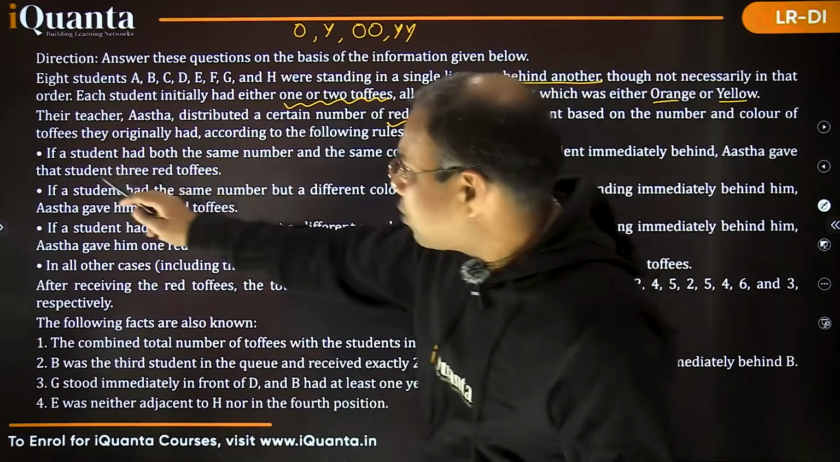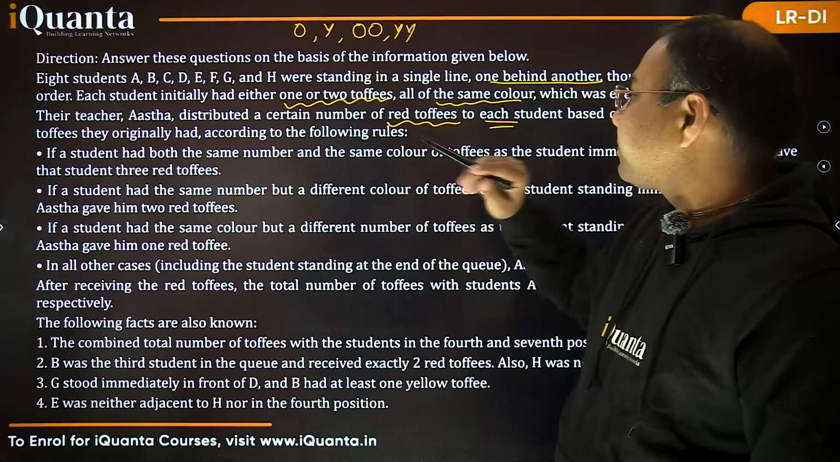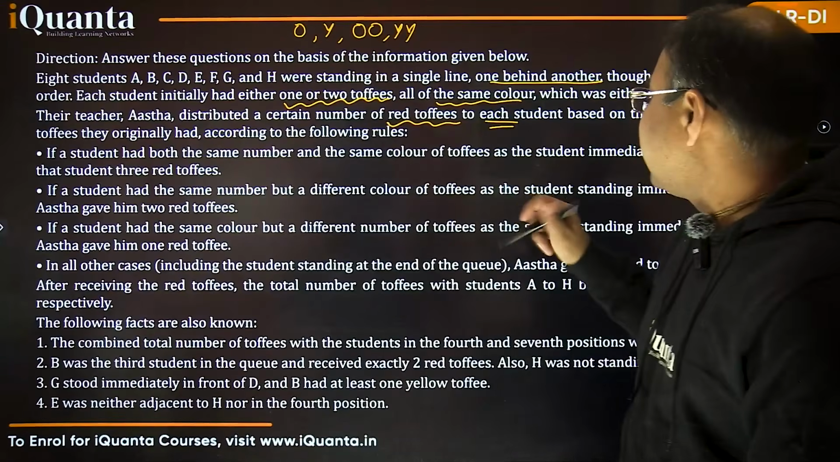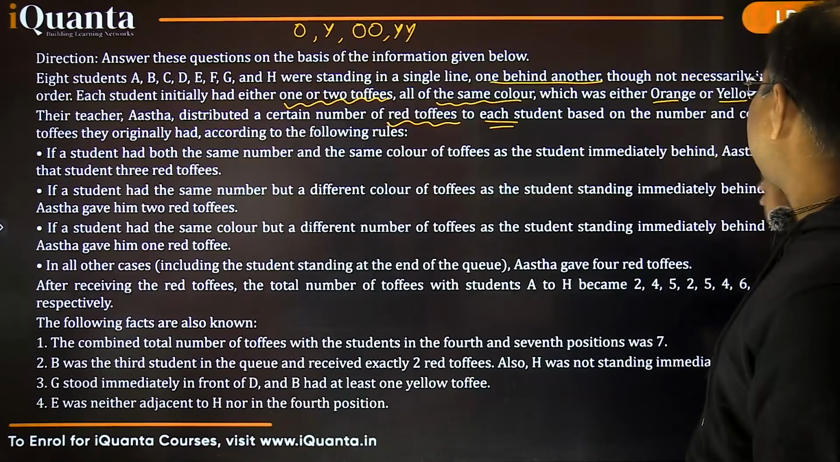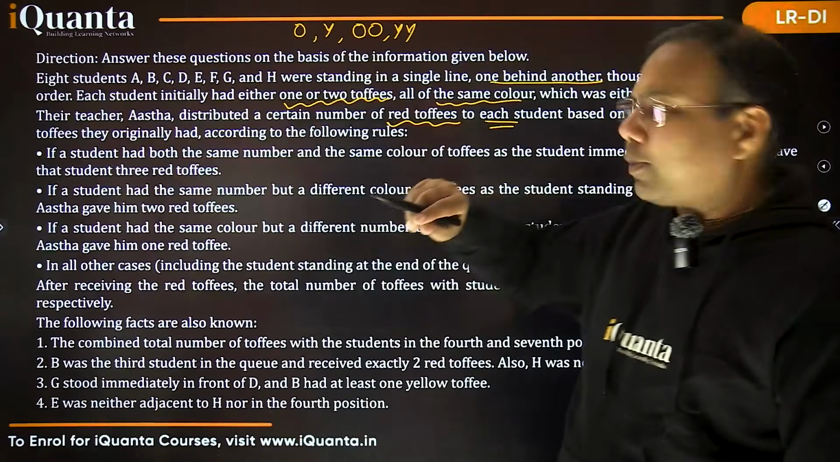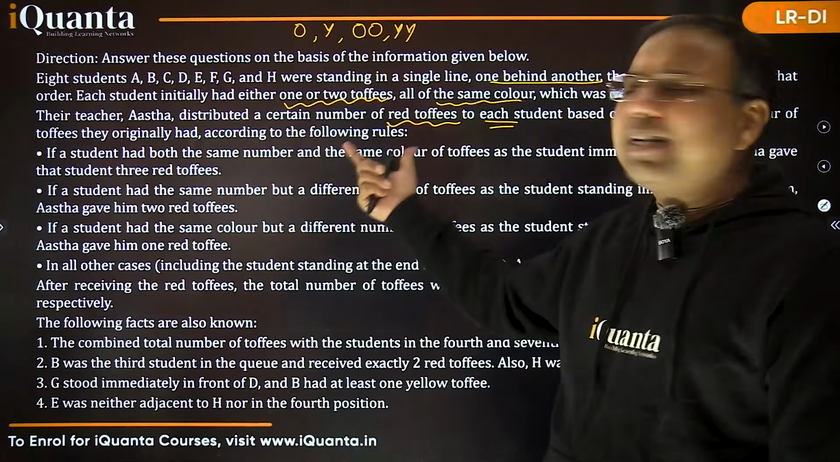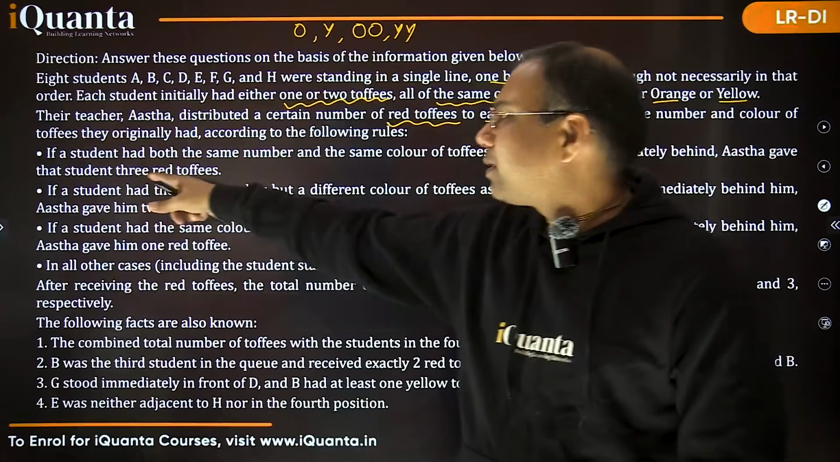Now it says, what are the rules? If a student had both the same number and same color of trophies as the student immediately behind, Astha gave them 3 red trophies. It's a bit confusing. We need to read again. Okay, but anyway, so if this condition is met, then the student gets 3 trophies.